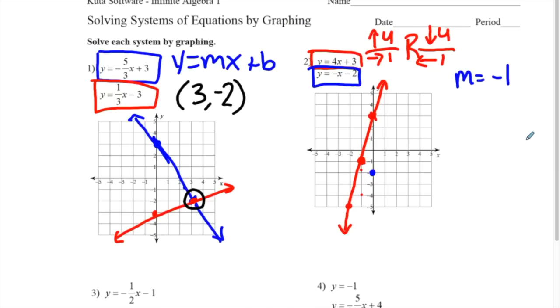Which means instead of going up 1, right 1, up 1, right 1, we have to go down 1, right 1, down 1, right 1. Down 1, right 1. Okay. And then you can continue it all the way across your graph. Make your line, your nice arrows, and you're good. So if you notice this point, -1, -1, that is your solution.